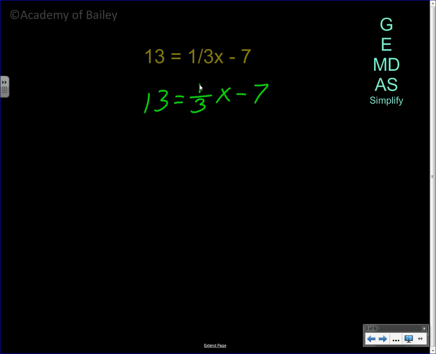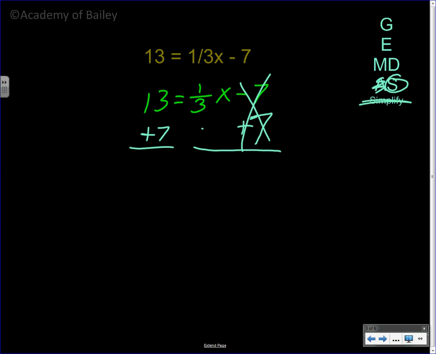All right, 13 is equal to 1/3 x minus 7. No simplifying because these are not like terms. There is subtraction but no addition. So here's the subtraction, which is negative 7. What's the opposite of negative 7? Positive 7. So we add that 7 to both sides.